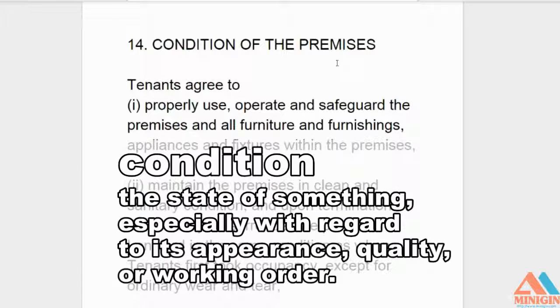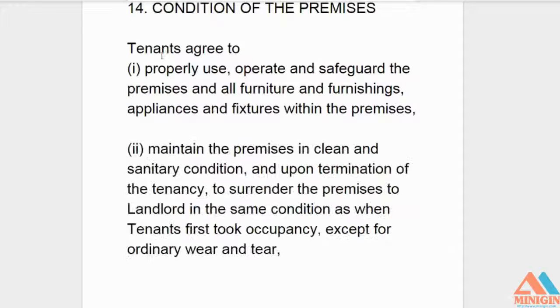Condition of the premises. What is the condition at the beginning and throughout the time and at the end of the time that you rented the apartment? What does it look like? How was it kept? So the tenants agreed to properly use all the furniture, the appliances, everything in there. You're agreeing that you'll use it in a proper way. You won't jump on the furniture. You won't put unnecessary holes in the walls, things like this.